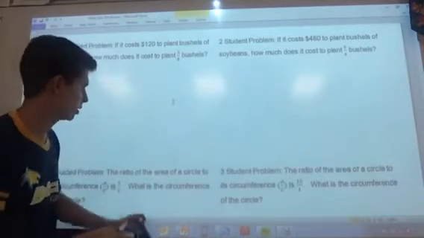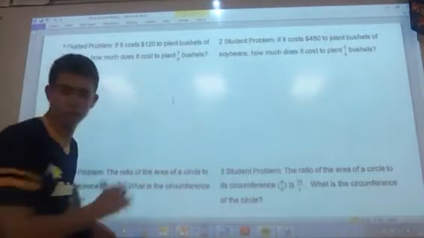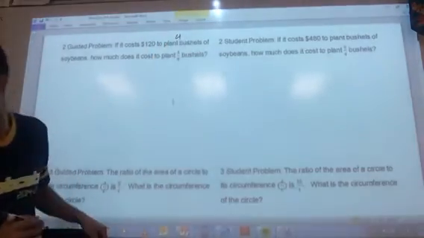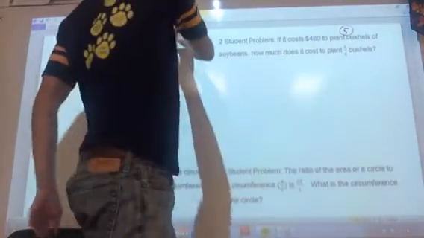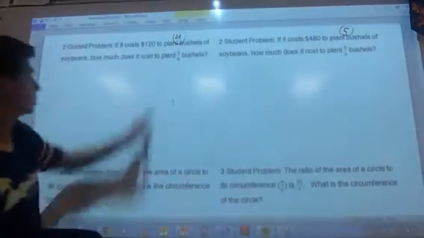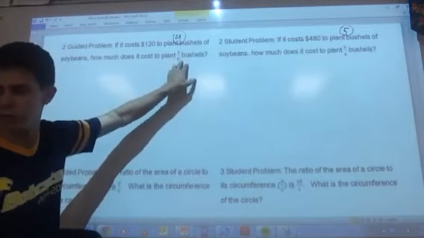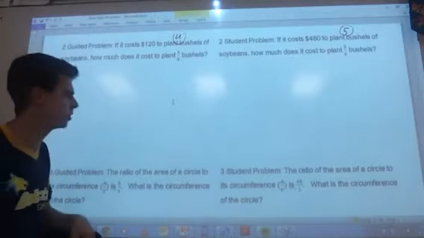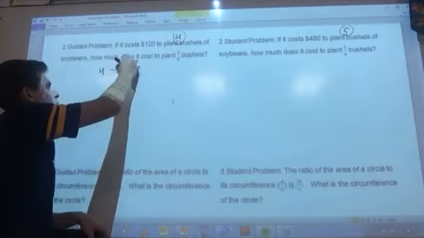Problem 2. One small error here: it should say it costs $120 to plant 4 bushels, and then here, plant 5 bushels. 4 bushels and 5 bushels of soybeans. How much does it cost to plant 3/8 bushels? Now, in order to solve this, 4 bushels costs $120.